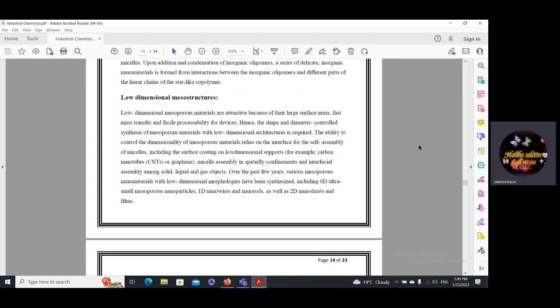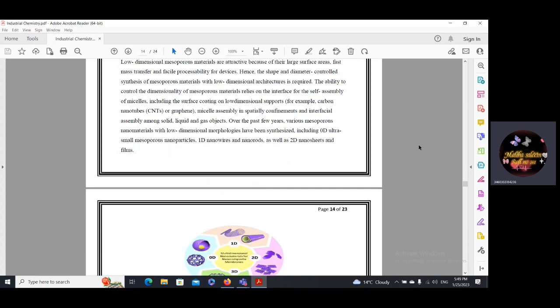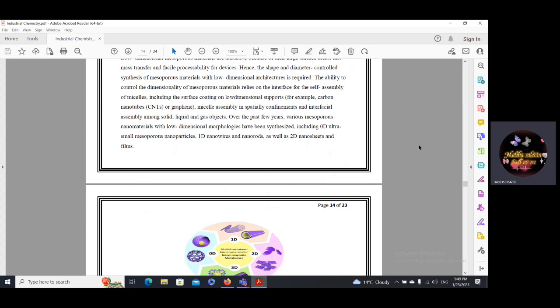Then we'll discuss single micelle architectures, low dimensional mesostructures. They have four types of low dimensional mesostructure: 0D ultra-small mesostructures, 1D nanowires and nanorods, 2D nanosheets and nanofins. The ability to control the dimensionality of the mesoporous material relies on the interface for the self-assembly of micelles, including the surface coating on low-dimensional substrates, for example, carbon nanotubes or graphene, micelle assembly in spatial confinements, and interfacial assembly among solid, liquid, and gas objects.